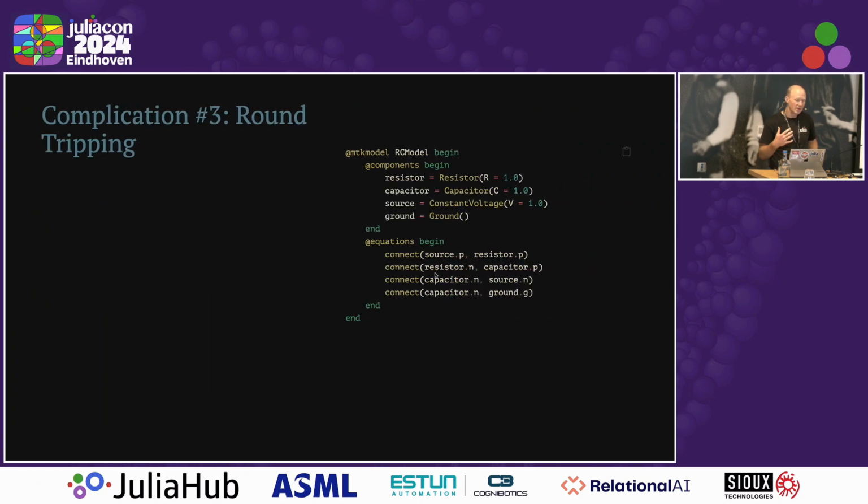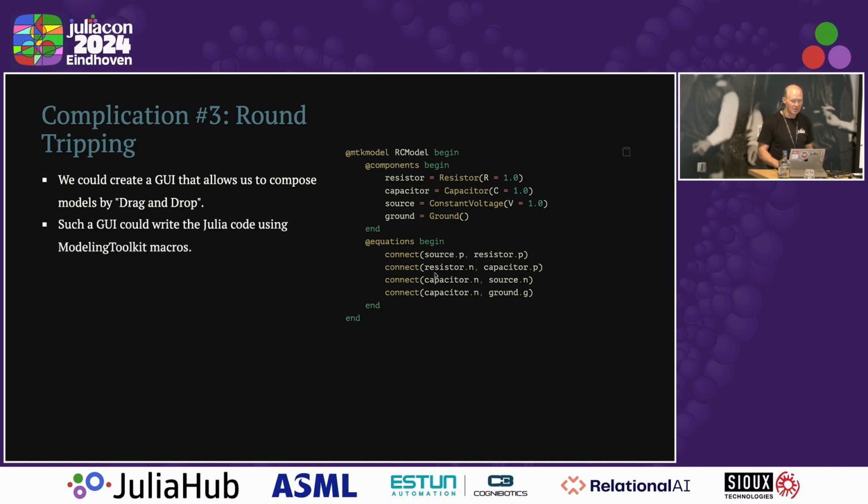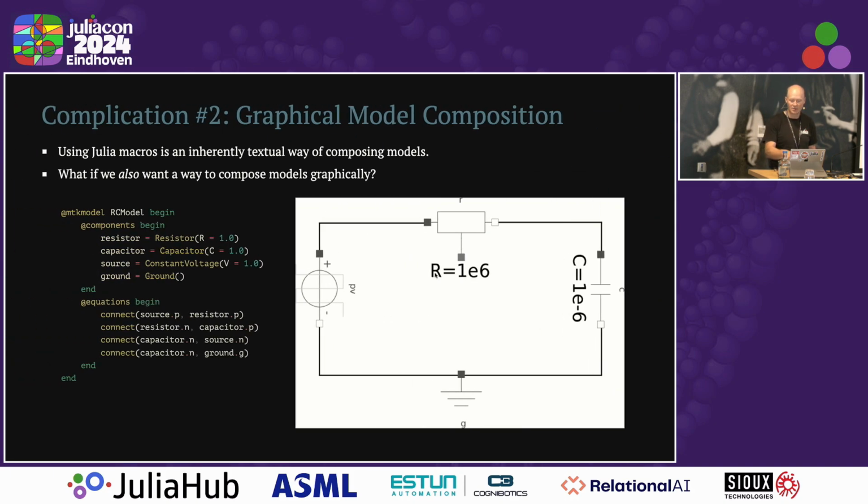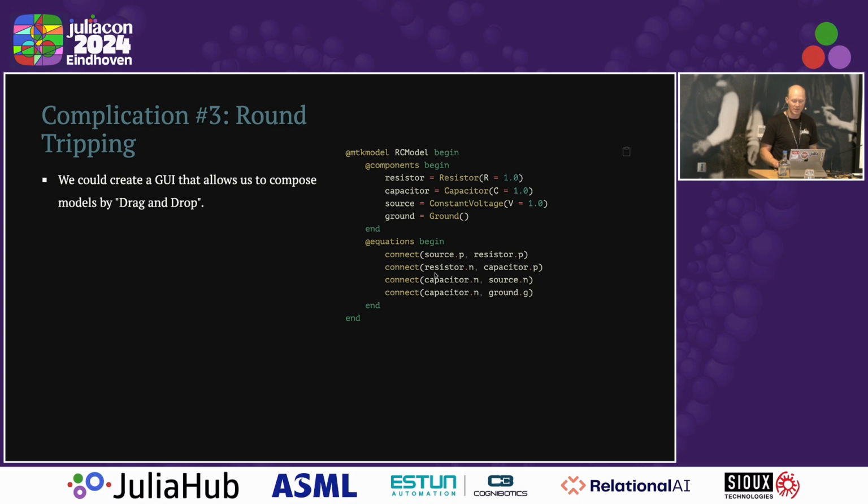Another thing that we are concerned with is round tripping, and I'll explain more about what I mean by that in a second. Basically, imagine you create a model in a GUI by dragging and dropping something, and then you want to edit it as text and then go back to the GUI. If you built such a GUI, you could write Julia code. You could imagine a system that would take a diagram like the one on the right and could generate the code that you see here.